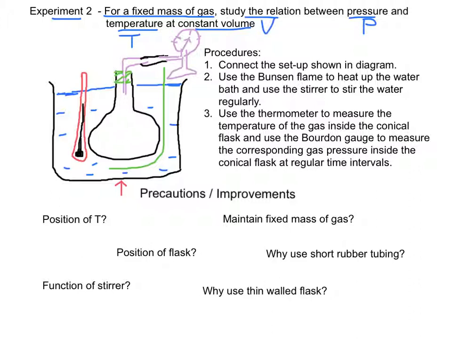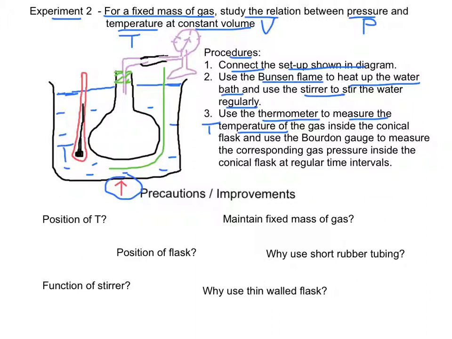The procedures are: first, we connect the setup shown in the diagram. Second, we use a Bunsen flame to heat up the water bath and use the stirrer to stir the water regularly. Third, we use the thermometer to measure the temperature T of the gas inside the conical flask.